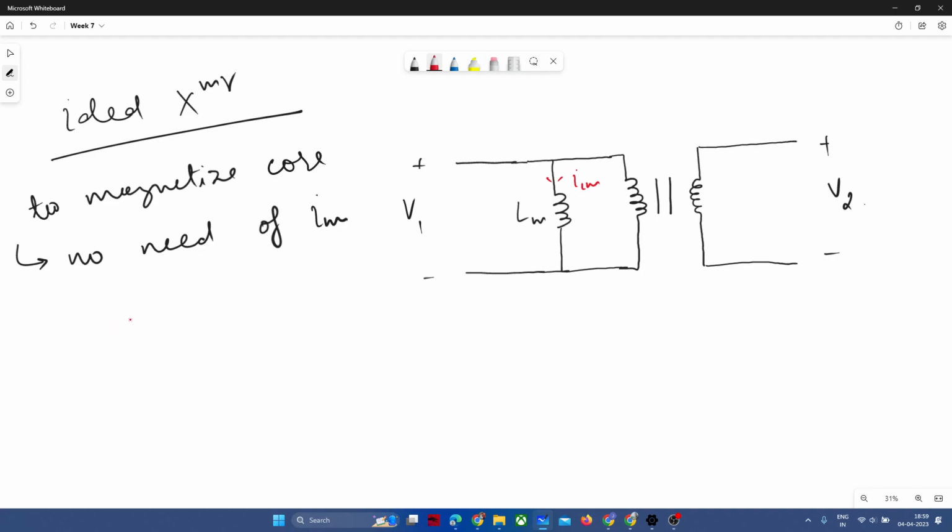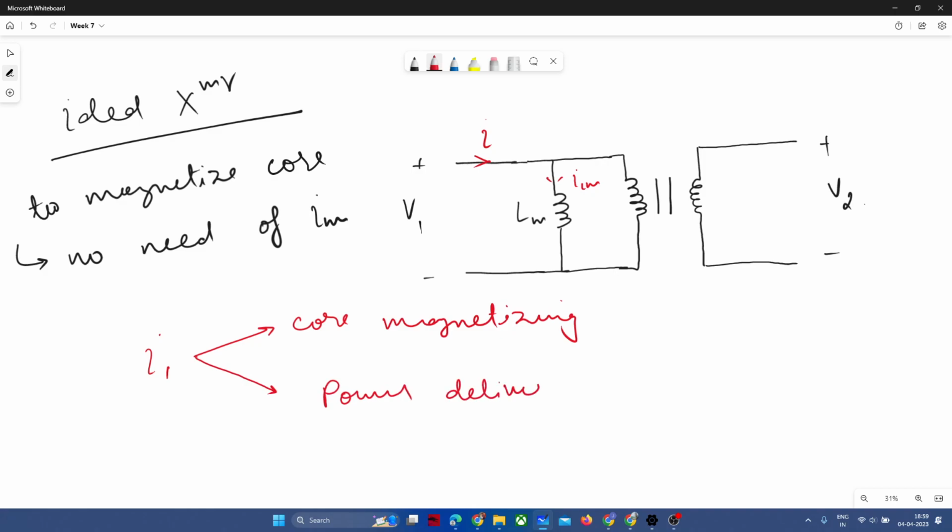As soon as you have a practical transformer, generally what we use, we need a certain portion. Let us say this is I1. In one class I showed that I1 has two components. One is the core magnetizing component, and one is the power delivering component, or active component, in loose words.